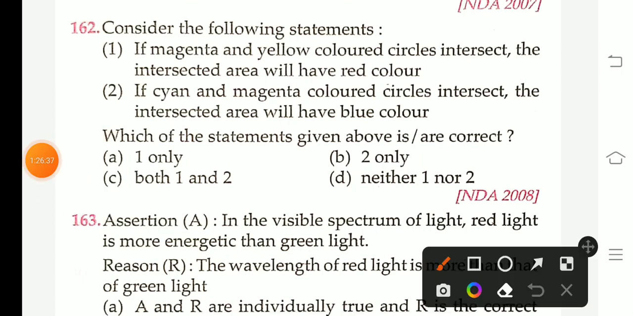Next, consider the following statements. 1. If magenta and yellow colored circles intersect, the intersected area will have red color. 2. If cyan and magenta colored circles intersect, the intersected area will have blue color. Which of the statements given above is correct? Right answer option C. Both 1 and 2 are correct.